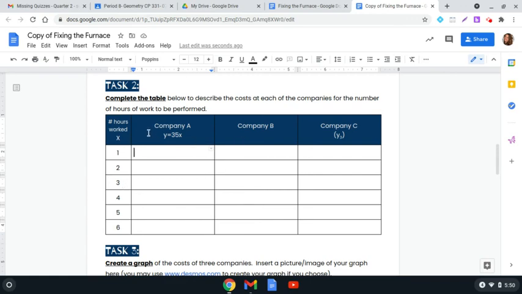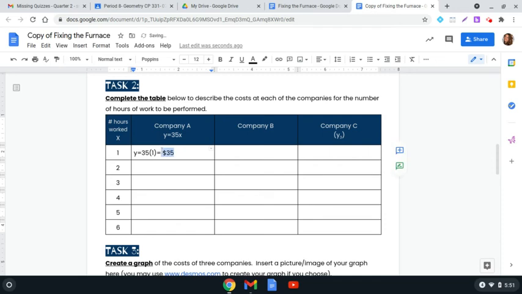Then when you do this column, this is your x, this is your y. Now the way you're going to fill this table out is just like we would any other table. I have y equals 35 times my x. In this case, my x is 1. So 35 times 1 gives me $35. So that's my y, that's my cost right here.